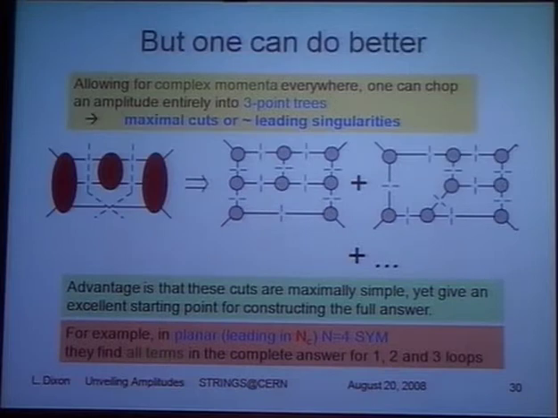And they're very simple. So the starting point really is typically to evaluate cuts like this, which are in one language called maximal cuts, and they're closely related to something called leading singularities in another language. The advantage is that these cuts are maximally simple. For example, the corresponding supergravity cut will be precisely the square of the Yang-Mills cut for these cases. So they're very simple, and yet they're an excellent starting point for building the full answer in these maximally supersymmetric theories. For example, if you do the case of planar or leading color N equals 4 super Yang-Mills for the 4-point amplitude, you get all terms in the complete answer up to three loops. Only at the 4-loop level do you miss something by this kind of approximation.